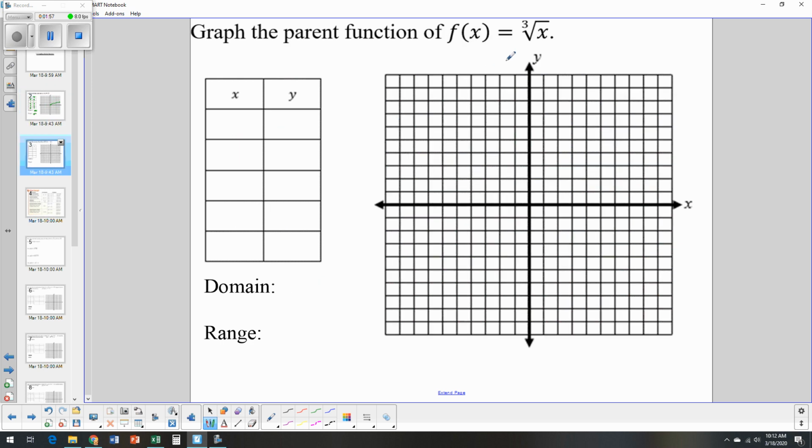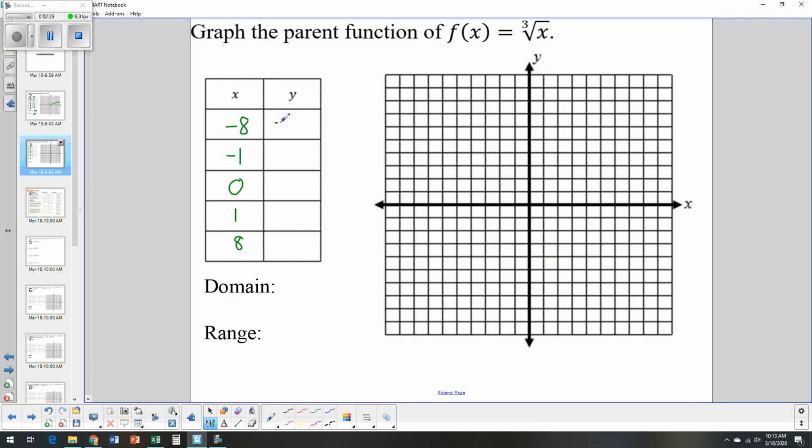Now we'll look at the parent function of the cube root of x, right? This is still radical functions, the cube root of x. We're allowed to put positives and negatives in. So I'm really going to put my 0 in the middle, and then I'm going to think, what are my perfect cubes, right? 1 to the third power is 1, 2 to the third power is 8. And negatives are allowed, so I'll make it -1 and -8. I could really pick any numbers here, but then I'm going to get some messed up numbers for my y's, so I want to keep it as simple as possible.